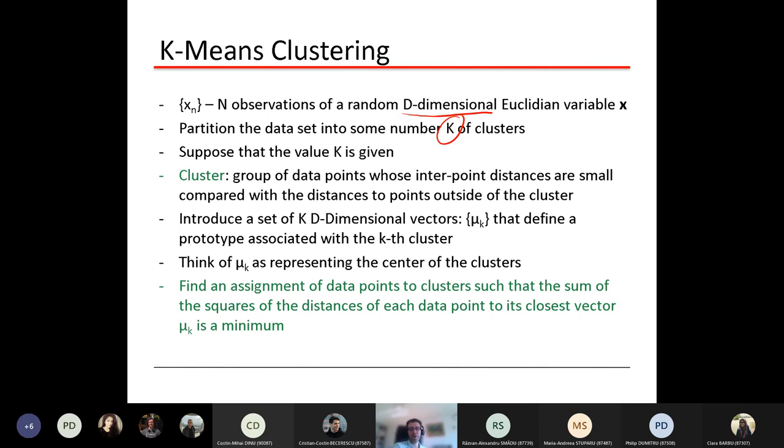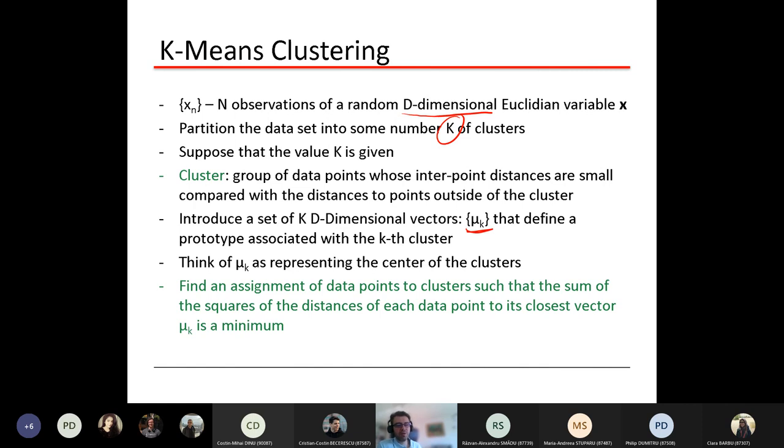How K-means works, and how some clustering algorithms work, not only K-means but a wider set. We introduce a set of K vectors in this d-dimensional space, which are the centers or centroids of the clusters, and we say they are defined by mu k from now on. So mu k will be the center or the centroid of the k-th cluster.